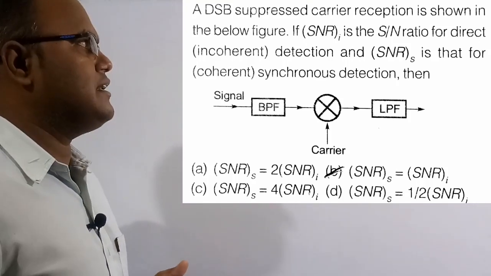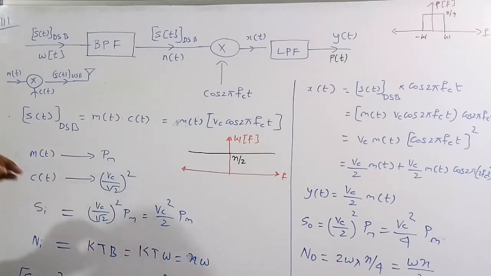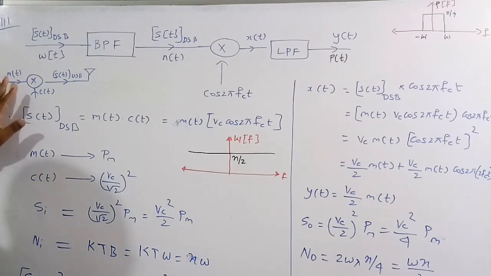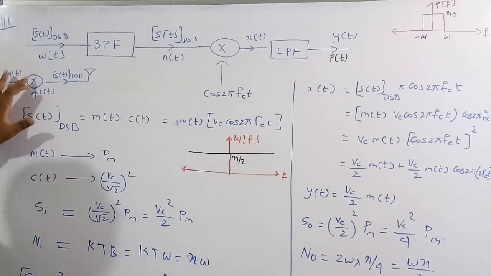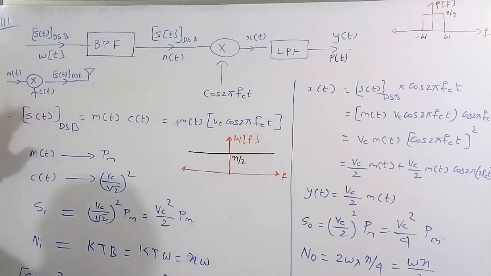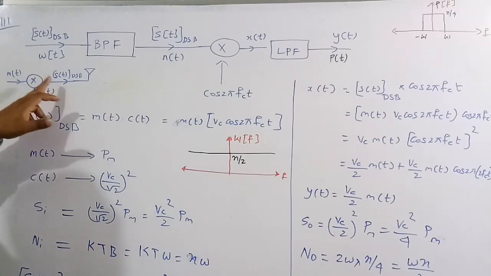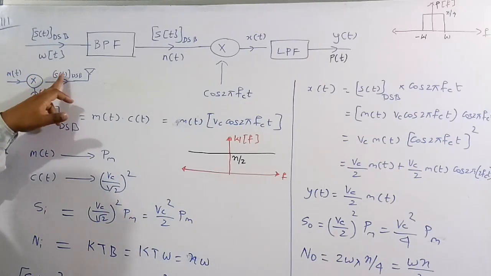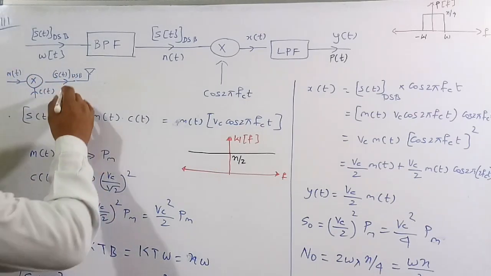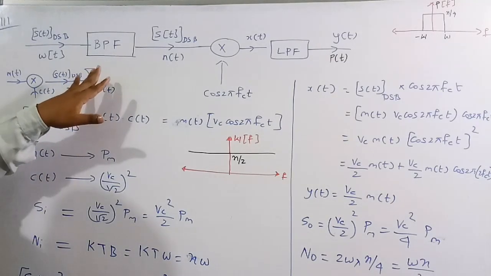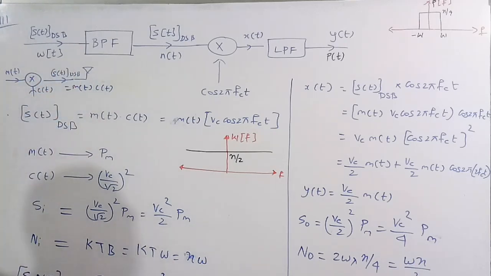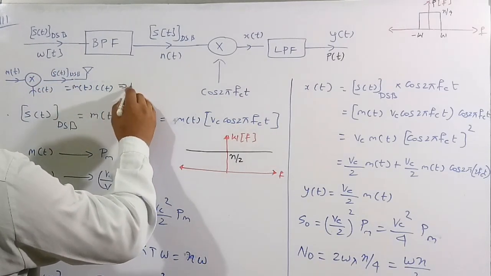So let's solve this numerical. Before I solve it, let me tell a small concept here. See here, this is a message signal m(t) and this is a carrier signal c(t). These two signals have to be multiplied. This is done by the balanced modulator circuit. The new signal we get is s(t) DSB, the product of the message signal and the carrier signal. We need to transmit this signal over an antenna. This is called modulation, so here we are doing the modulation.